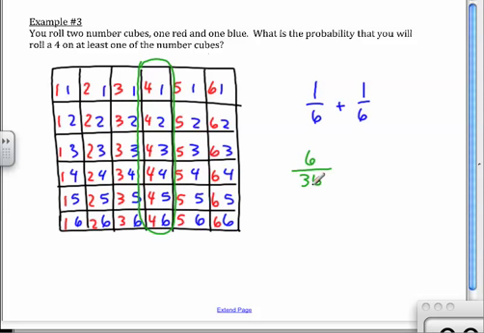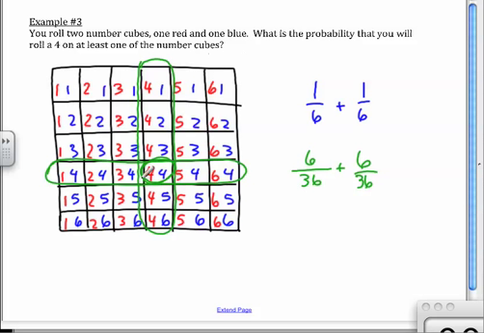But now, let's look at the probability of the next one, the blue one being 4. All right? So if the blue one's 4, that's going to be these 6 outcomes. All right? And again, that's 6 out of 36. So of these 36 different possibilities, 12 of them have a 4, right? But I don't want to count this one twice because they overlap. I have to subtract the probability of them both being a 4.